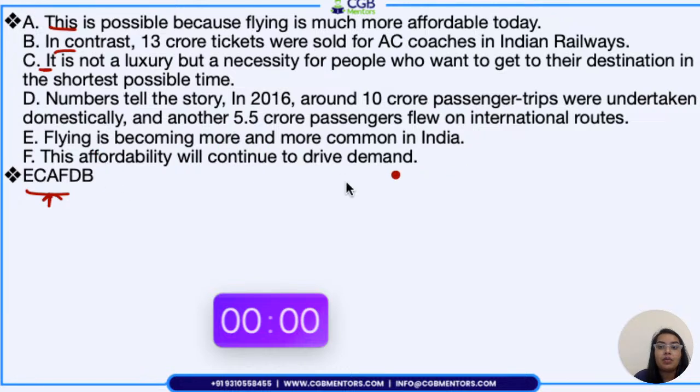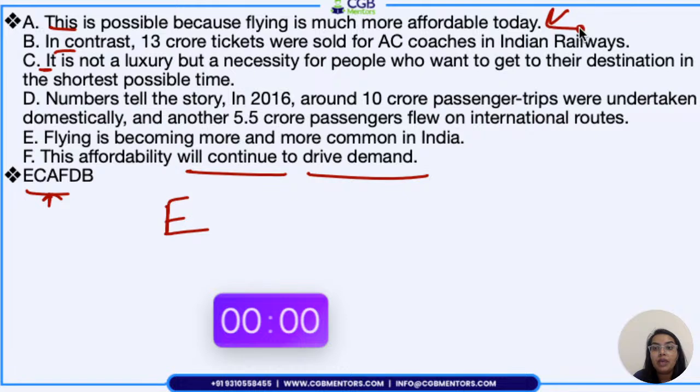Flying is becoming more and more common in India. So A is the beginning. It gives me the context that I'm going to talk about flying. It helps me to understand for what reason the further data is given. Okay. This affordability will continue to drive demand. Can you see where the affordability point is mentioned? This is possible because flying is much more affordable today.